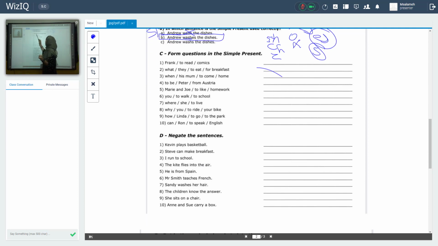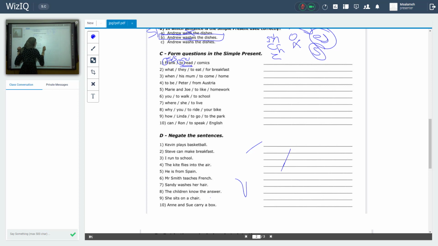Okay, form, that means make. Make or form a question in the simple present. Frank, to read. When we see to, that means to is followed by a verb, and that means this verb is in the infinitive, the base form of the verb. Frank starts with a capital letter, that means it's a name of a person or place. So Frank is a subject, and it's a singular subject. To read comics. Remember the form of any question in the simple present.